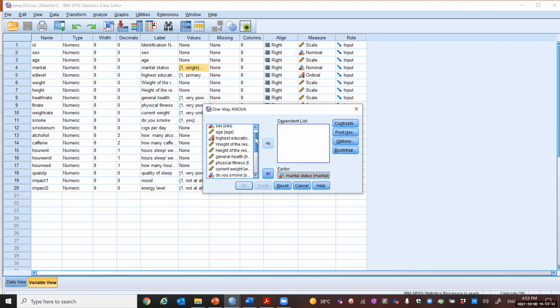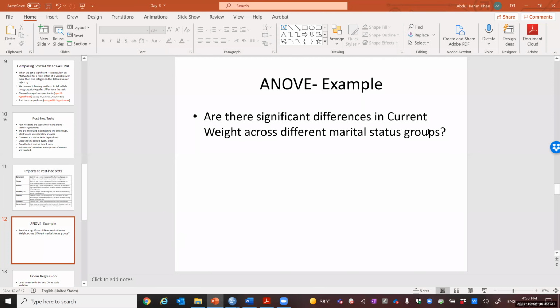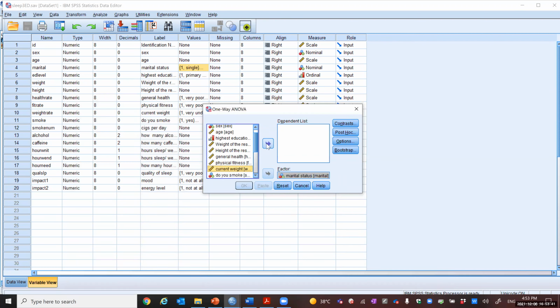And in my dependent list, because I was interested in, let me go back to my slide to see current weight. Okay, so this is my current weight. I'll put it in here.